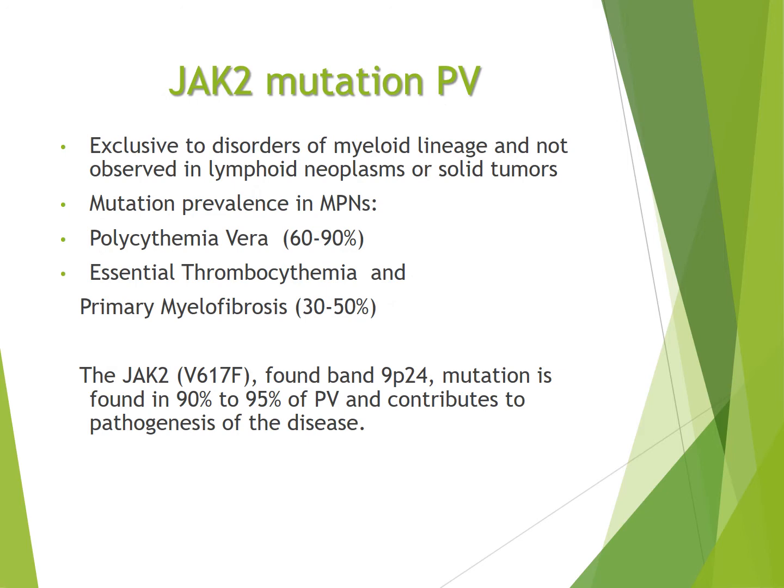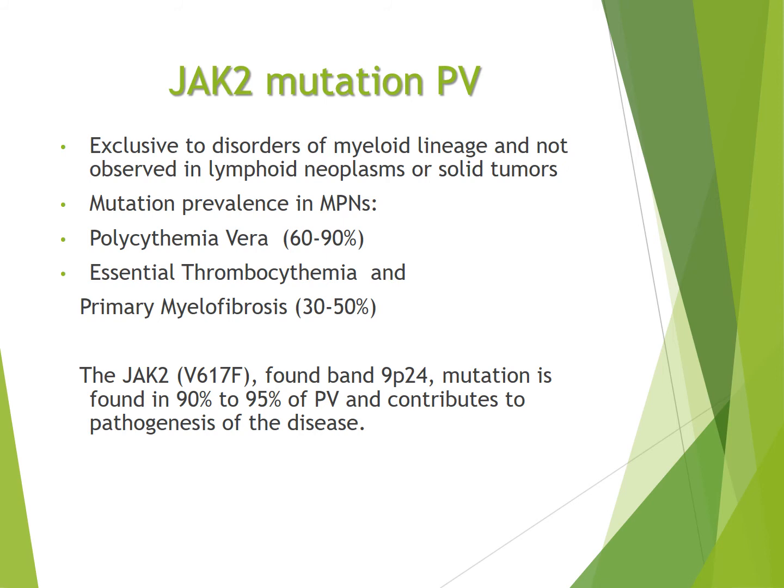The specific JAK2 mutation, or JAK2 V617F, is detected in 90 to 95% of these patients. This point mutation in the Janus kinase STAT pathway substitutes guanine with thymine at exon 14 of the gene, which changes the amino acid at position 617 from valine to phenylalanine.